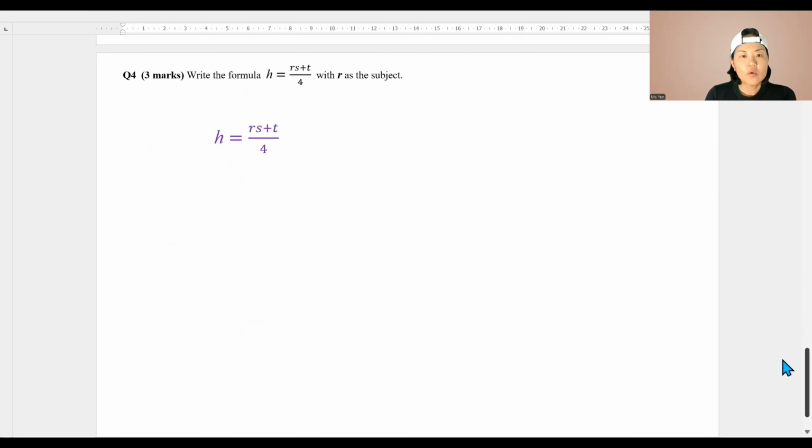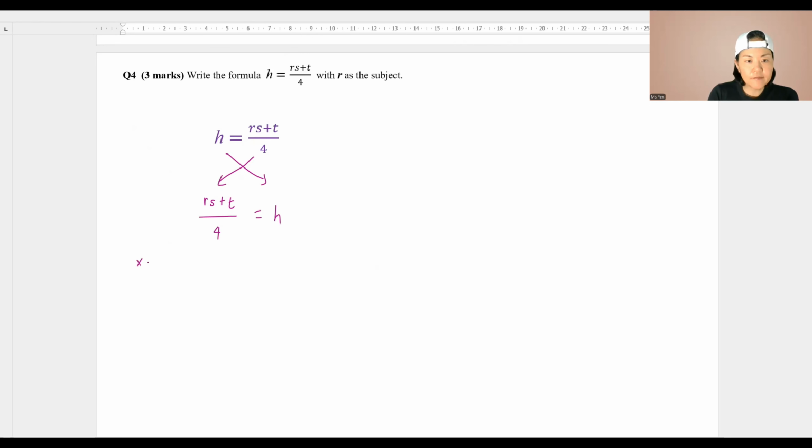Now, question 4. Write the formula H equals (RS plus T) over 4 with R as the subject. So it's to change the subject. So I copy the formula down here. I want the R to be on my left-hand side. I feel a bit safer that way. So I'm just going to swap the positions. I'm going to write (RS plus T) all over 4 equals H. I haven't done anything different, I just swapped. And then now I'm going to do the operations.